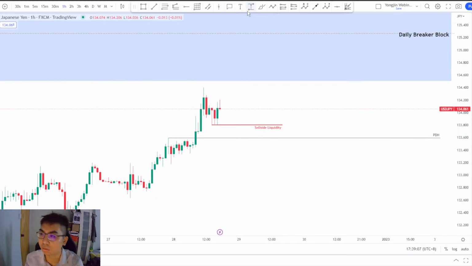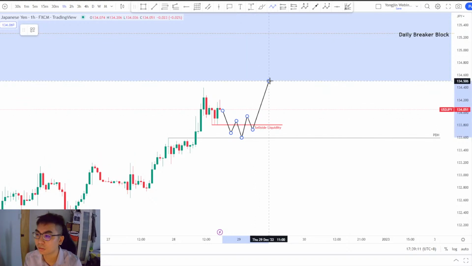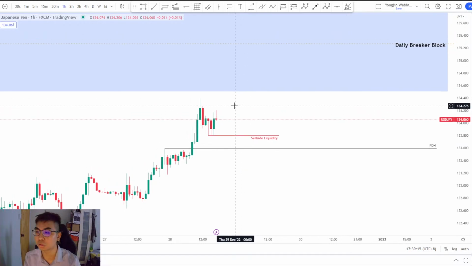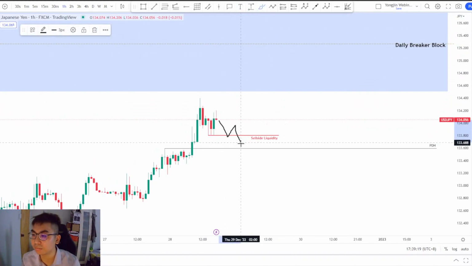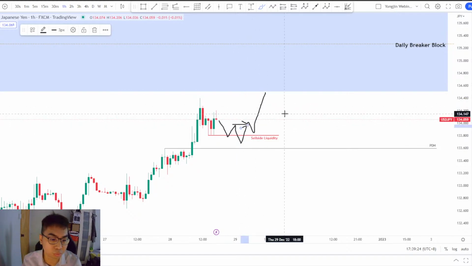Market structure shift. Oh my god, not sure why it's not. Okay. I'm not sure why pressing the escape is gone, but get the idea. Price goes down. Market structure shift and continue pushing to the upside. So that is just a possible buy setup on USD JPY.